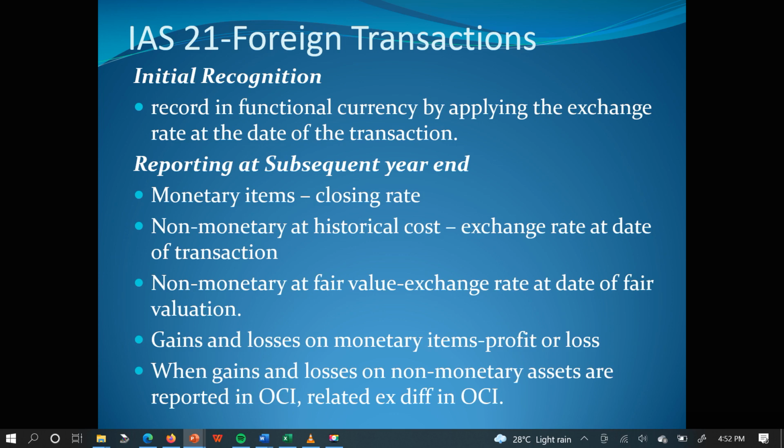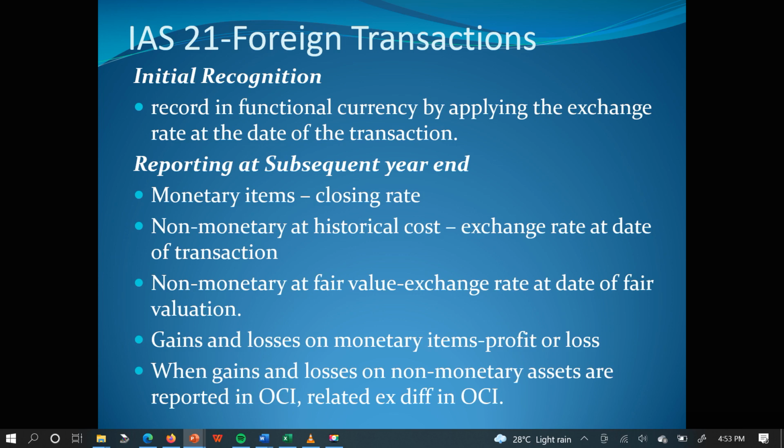That's what it means, initial recognition. So there is initial recognition, day one. And then at the end of the year, reporting a subsequent year end, if you still have balances in foreign currency, you must now split between monetary items and use the closing rate, or non-monetary items and use the historical rate, or non-monetary items and use the fair value exchange rate at the date of fair valuation. So you have assets to which you apply historical cost accounting, and you also have assets to which you apply fair value.